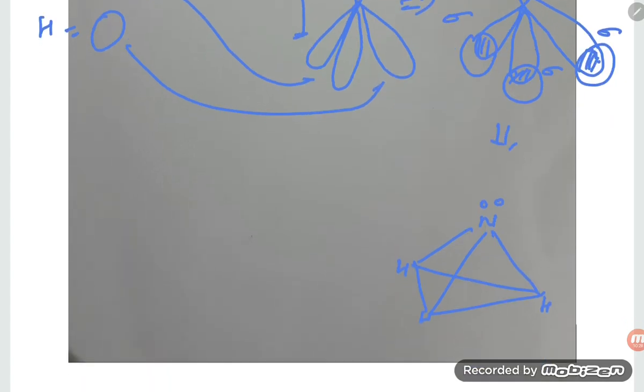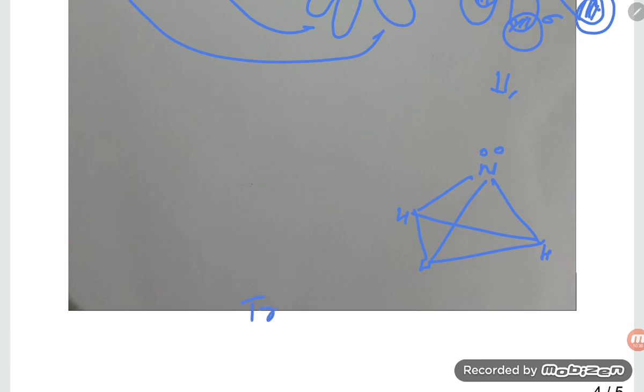So this is the structure. What is the name of the structure, student? Trigonal pyramidal structure of the NH3 molecule.